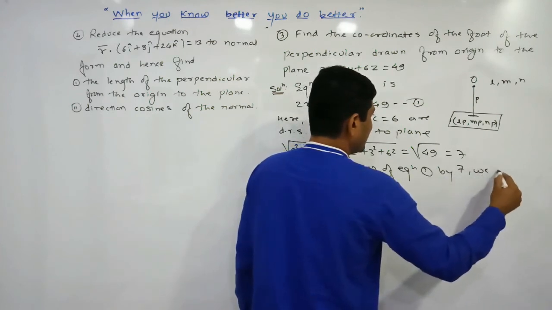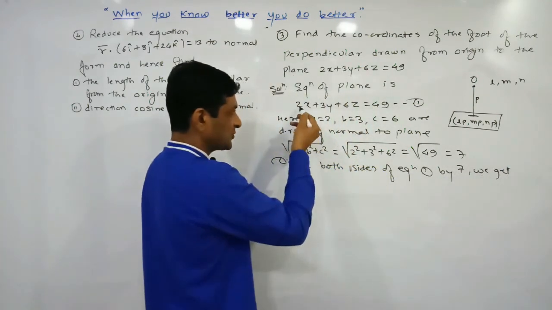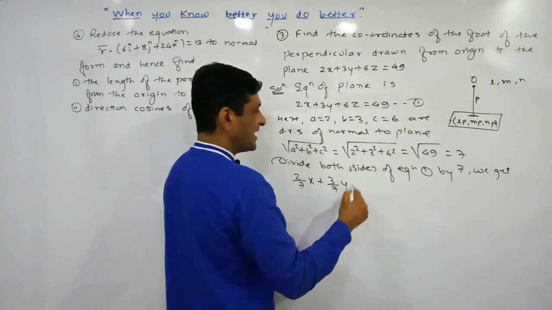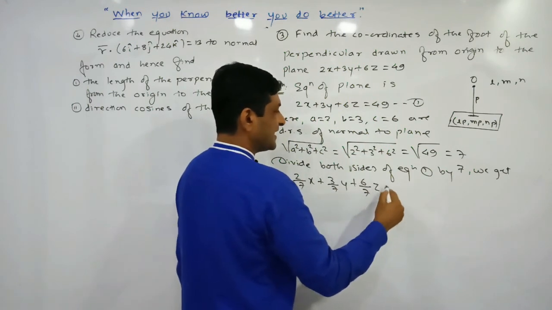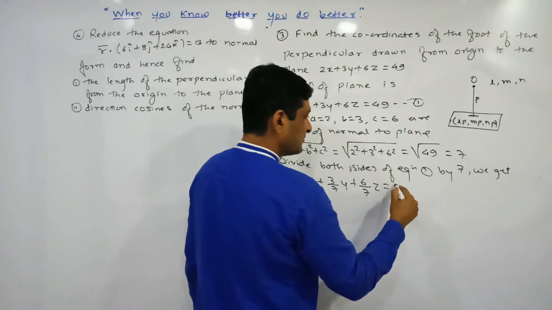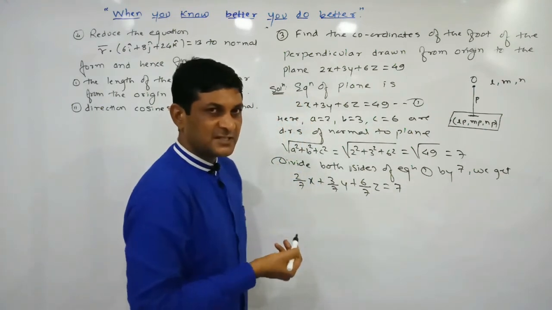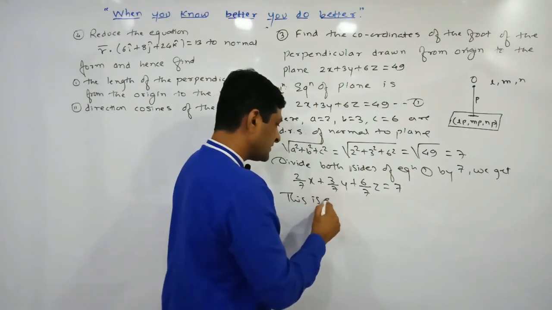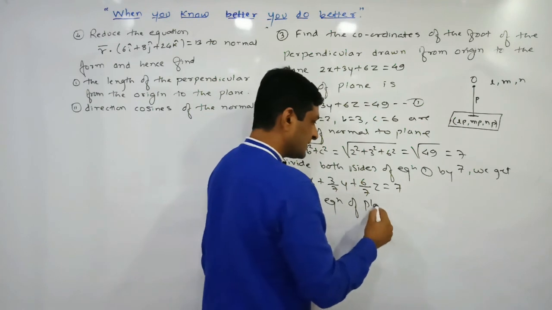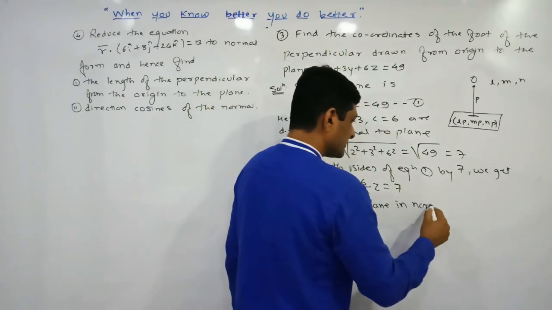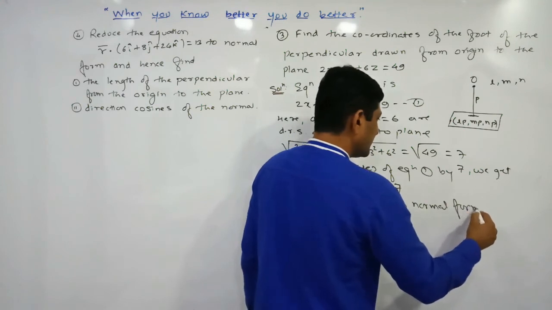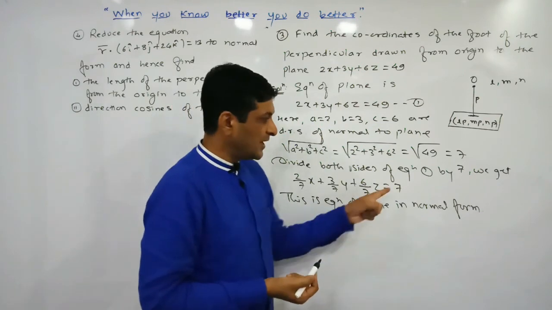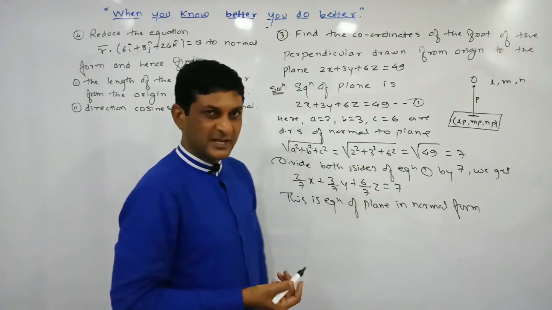Let us see what we will get after dividing both sides by 7. So here we will get 2 by 7x plus 3 by 7y plus 6 by 7z, and on this side 49 upon 7 will be equal to what? 7. Now we can say that this equation is in which form? Normal form. So this is the equation of the plane in normal form. Once the equation of the plane in normal form is known to us, easily we are able to find out direction cosines also, and the value on the right hand side is what? Distance of the plane from the origin.